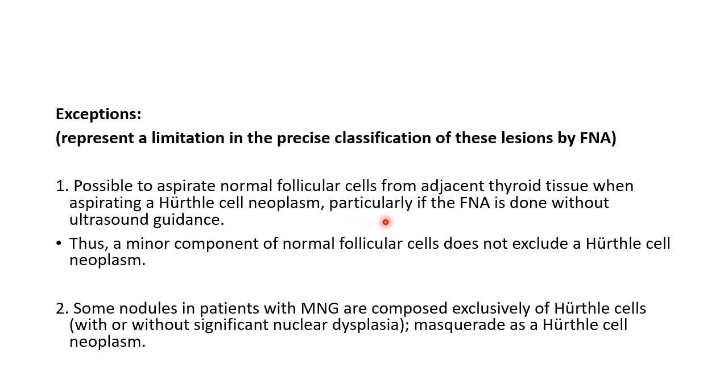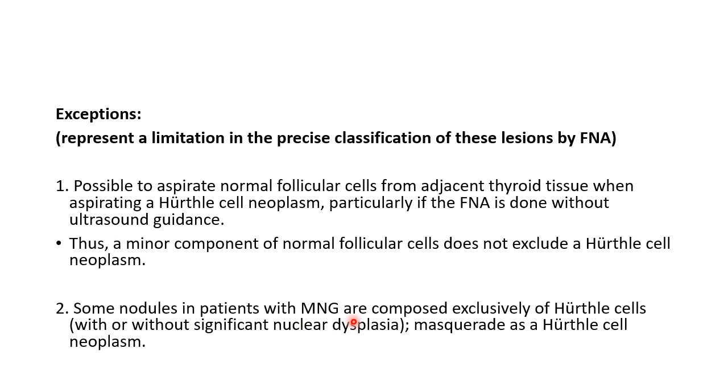So in this case, you may call it multinodular goiter, but actually it is a Hürthle cell neoplasm where the needle has gone into the adjacent benign thyroid tissue. So if you have a minor component of normal follicular cells, you cannot exclude Hürthle cell neoplasm in these cases. So in such cases, radiology is very important.